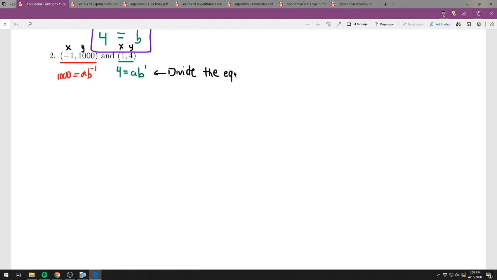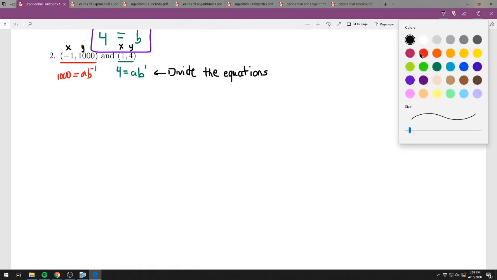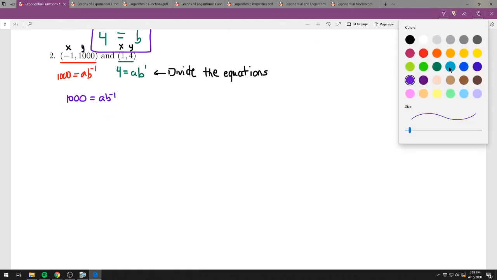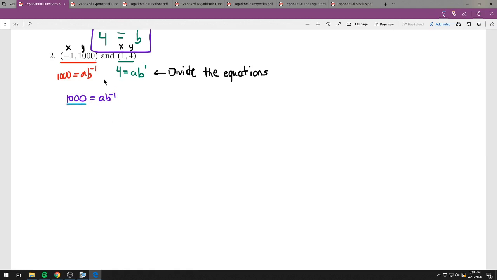And I'll show you what I mean by divide the equations because you may have never done this before. But it'll look very literally like we're dividing the two. So what I'm talking about is our first equation on the left here is 1,000 equals a times b to the -1. And if we divide the 1,000 by the 4 on this side, then we can divide the a times b to the -1 over a times b. You can leave the 1 power there or get rid of it. Because of exponent rules in the next part, it might be nice just to keep it there.